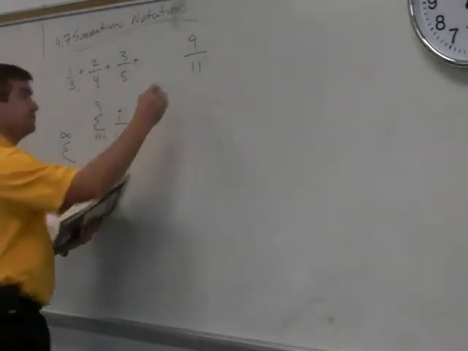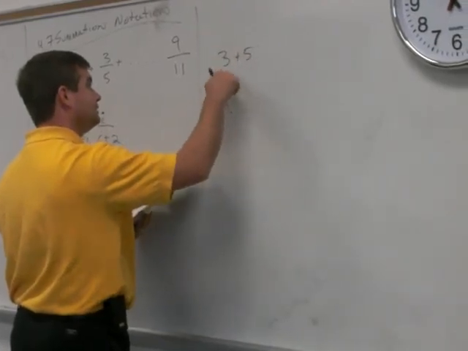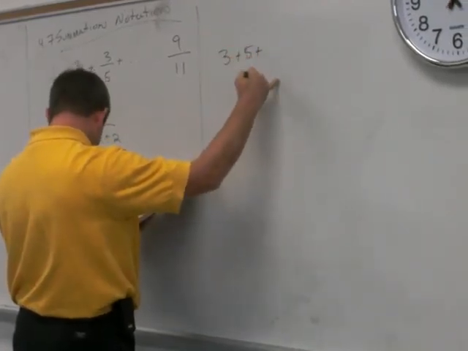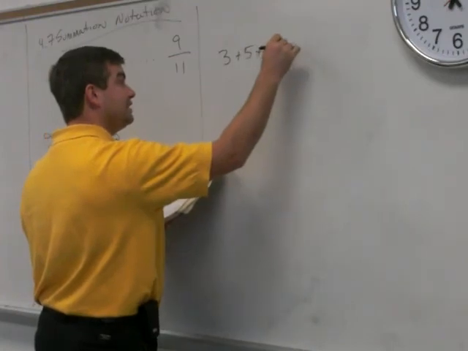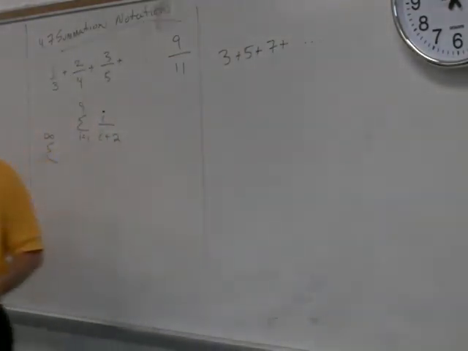All right, how about this one? Please be quiet. Wally? Not supposed to be sitting in that seat anyway. I can see better. All right, write that in summation notation.